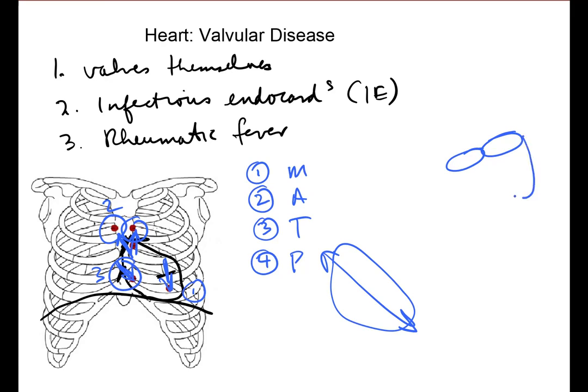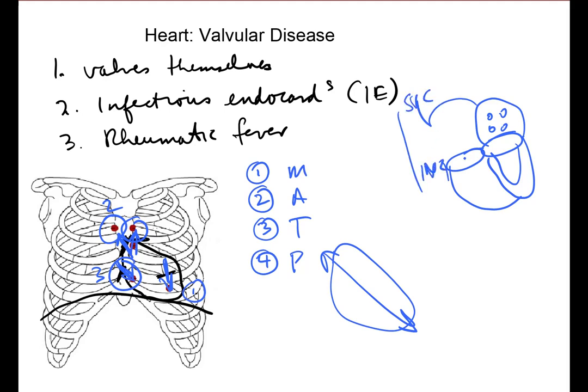And then we're going to draw in our thick-walled left ventricle, our thin-walled, compliant, low-pressure right ventricle, our left atrium with the pulmonary veins, and then our right atrium with the superior vena cava and our inferior vena cava. So that's the mechanical heart.